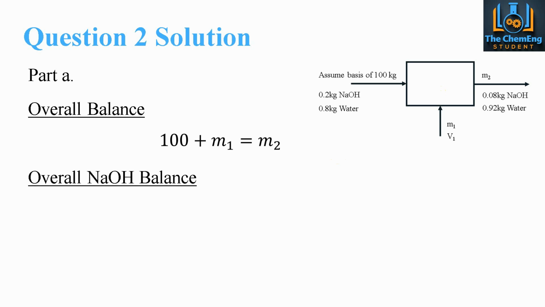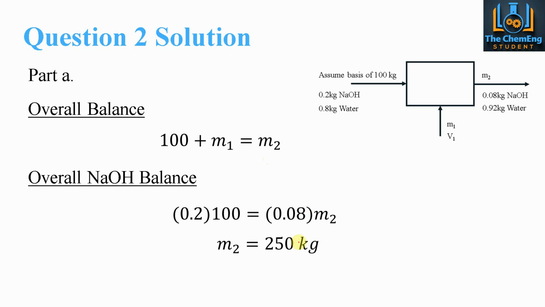Now, we know the information about the sodium hydroxide. We know more about that than we do the water, because we don't know how much water is actually coming into the system. But what we do know is that there is no sodium hydroxide in this stream. So therefore we can mitigate that and work out the value of M2 based on the sodium hydroxide balance. So when we rearrange this, we can see that the flow rate of M2, i.e. the product stream, is 250 kilograms.